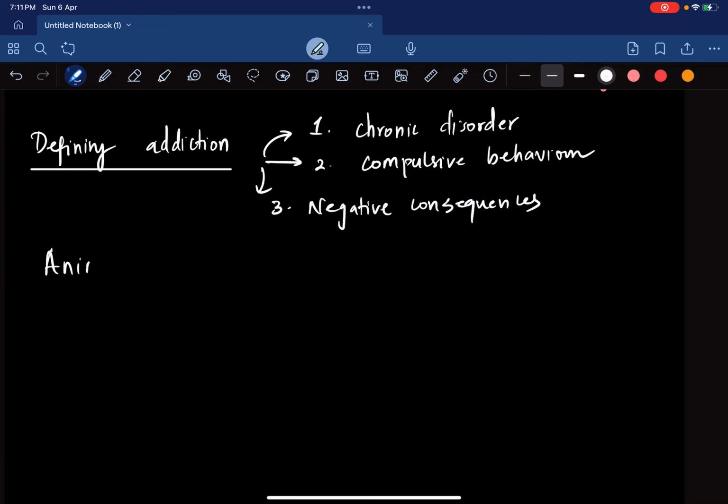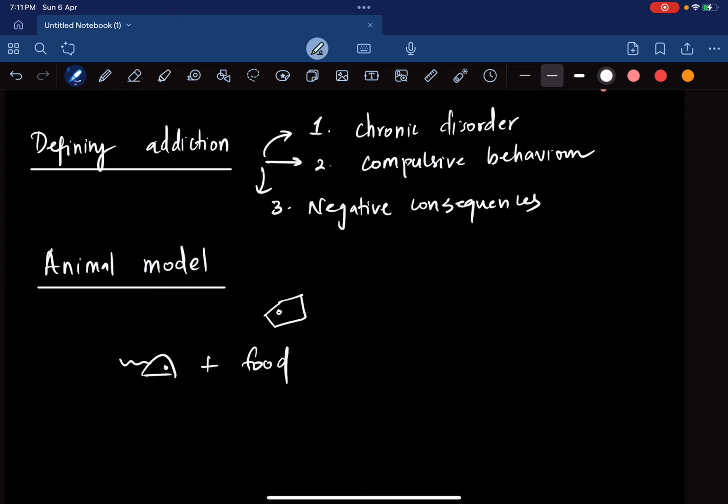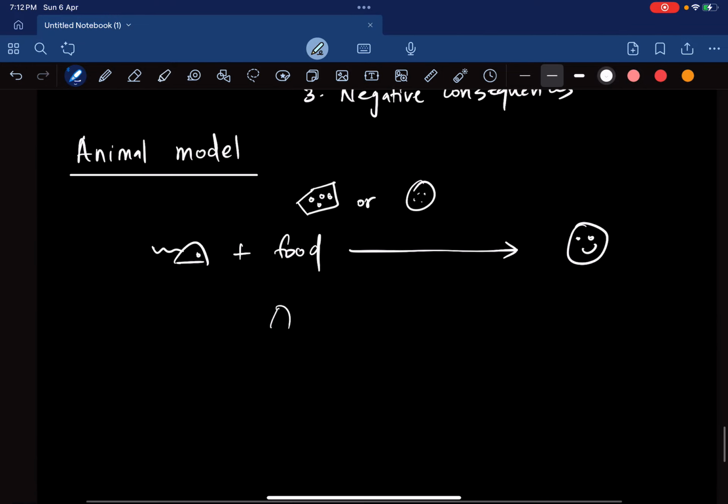And I could explain an animal model to drive this point home. I can explain the animal model of a mouse being fed with food, probably a block of cheese or a piece of cracker, and the mouse happily eats it. I condition the mouse with a bell. Whenever the mouse runs past the bell, it gets the cracker or the cheese.